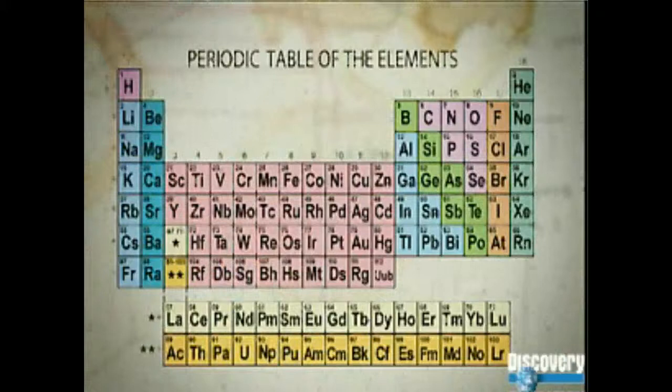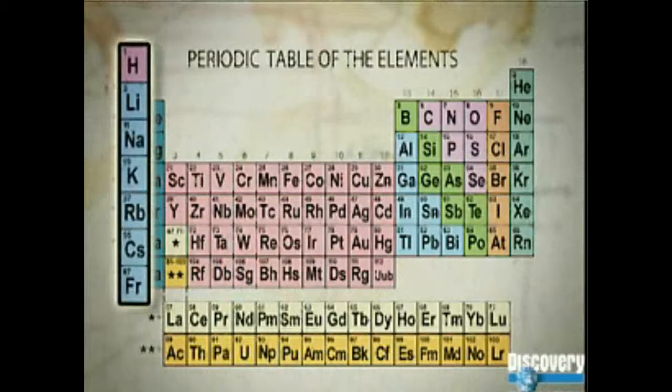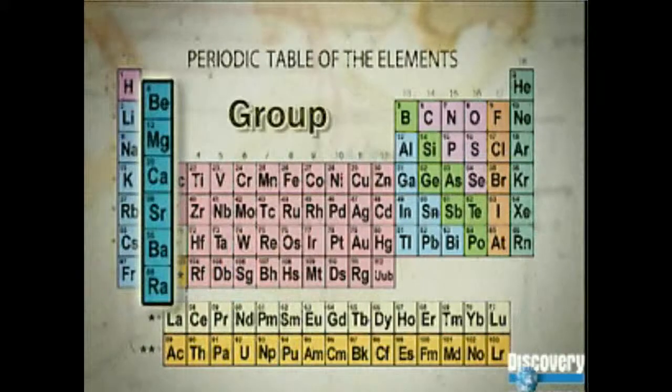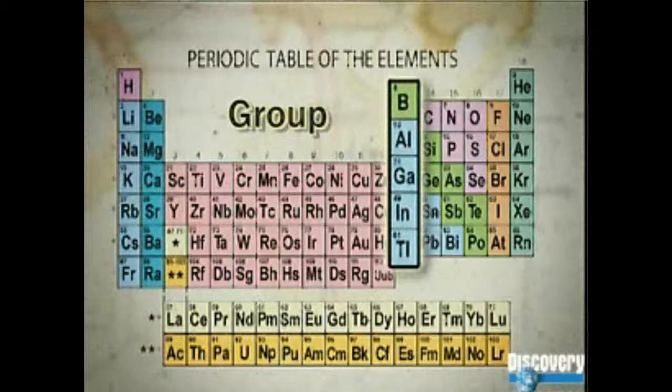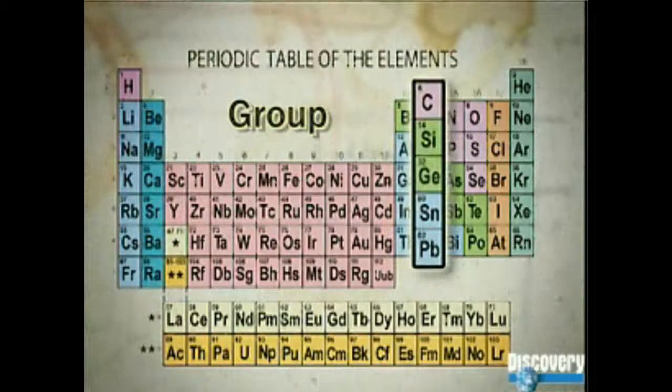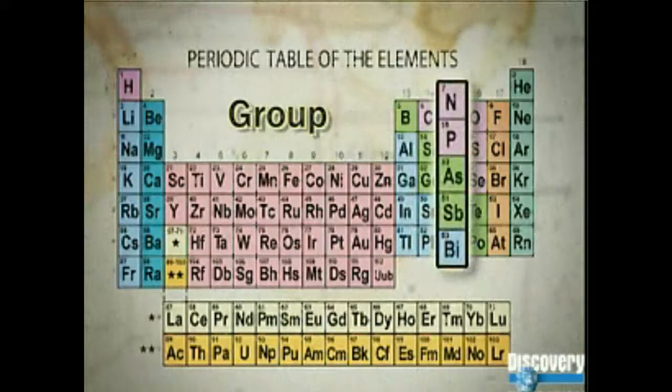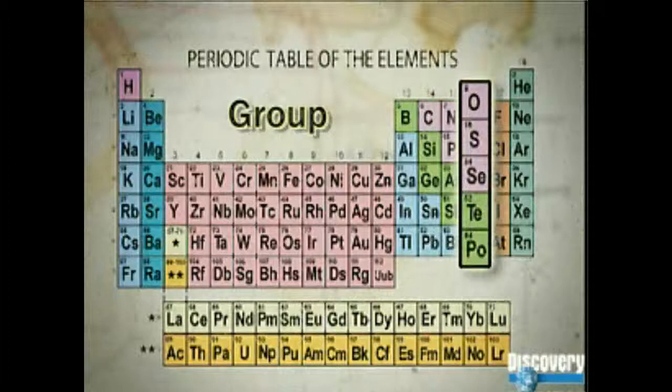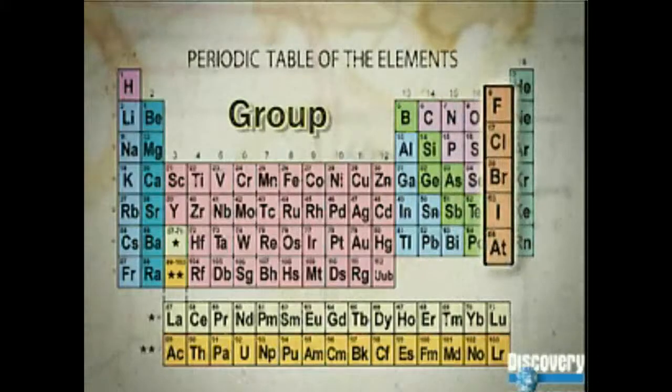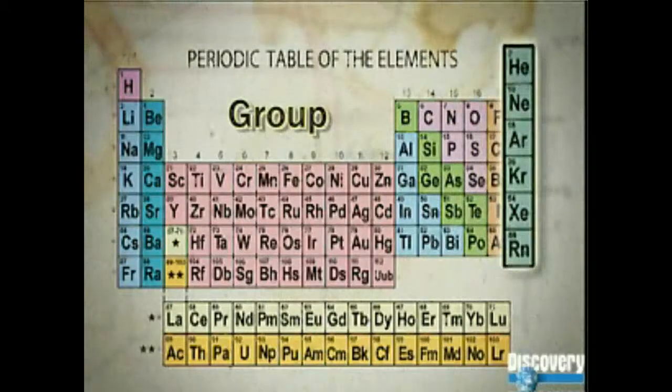As you read the table from left to right, the vertical lines of elements are called groups. Elements in one group have the same number of valence electrons in their outermost electron shells. These are called valence electrons, and they usually dictate how elements interact.